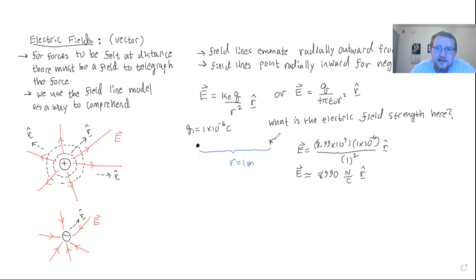So if we were to draw this, the electric field vector at this point would be pointing radially away from the charge, and it would have a magnitude of 8,990 newtons per coulomb. Now, dimensionally, the electric field is newtons per coulomb. Let's think about what that means. If I take a particle with 1 coulomb of charge and place it right where this asterisk is, it's going to feel a force of 8,990 newtons.